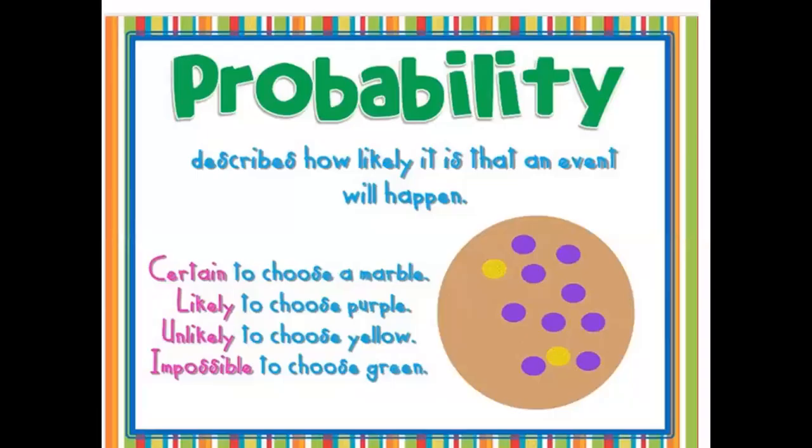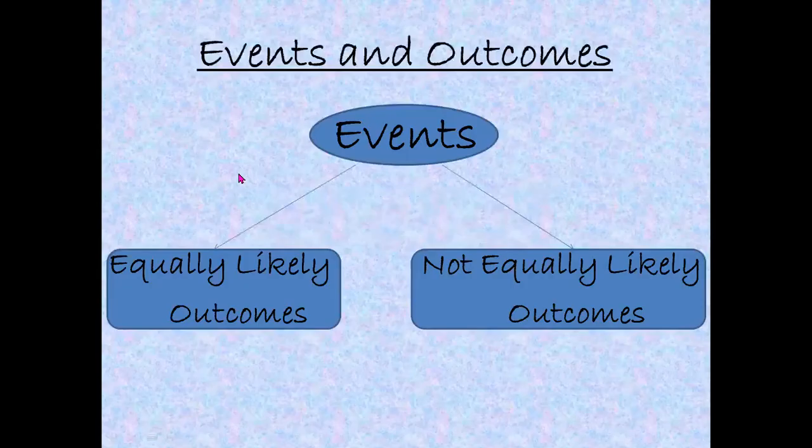Okay, so let us now start with the review and we start with probability. Probability describes how likely it is that an event will happen. That is the most basic way to describe probability. Take note that in probability, we consider events and outcomes. The events are the thing or the activity, and the outcome is the result. It can be equally likely outcomes or not equally likely outcomes.